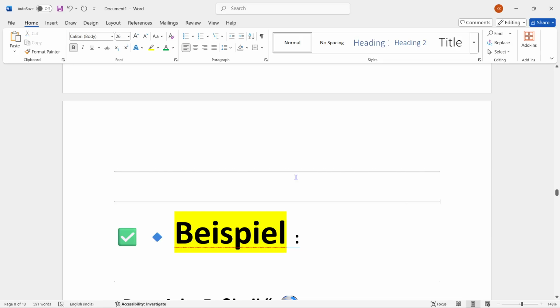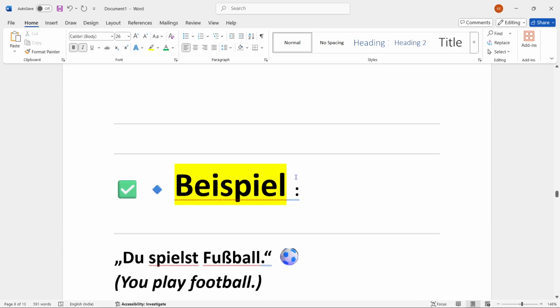Genau, Beispiel. Du spielst Fußball. No need to learn the conjugation of the verb today. You need to focus only on the verb. Yeah, the verb is here at the second position.